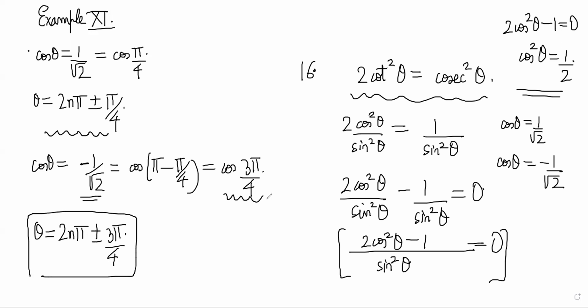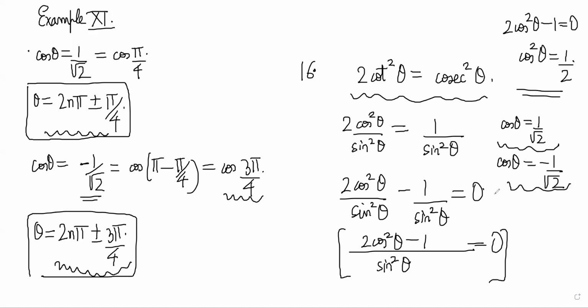These are the possible answers. Theta can be 2n pi plus minus pi by 4 or 2n pi plus minus 3 pi by 4. Okay, sir. Are you understanding or are you just saying okay? No, sir. Understanding. Why are we getting two different answers? Because we are having two different possible values here.